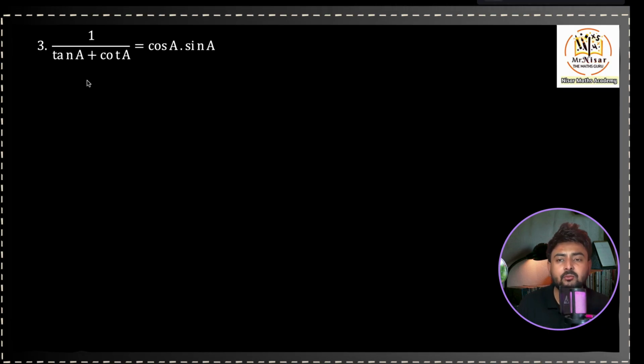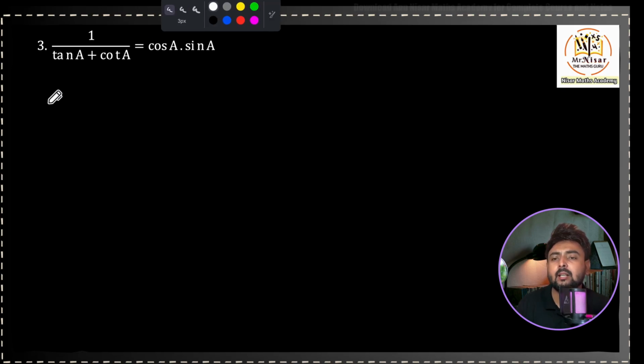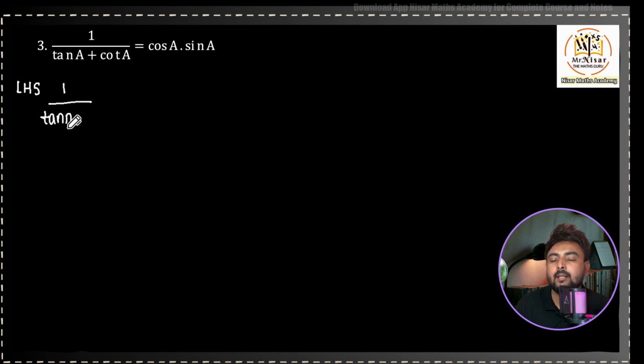So the third question we have 1 by tan a plus cot a is equal to cos a into sin a. So let's prove it, children. So what we'll do, we'll take left hand side. What is the left hand side given to us? It's given that 1 by tan a plus cot a, this is given to us.